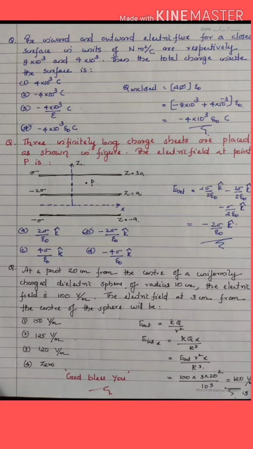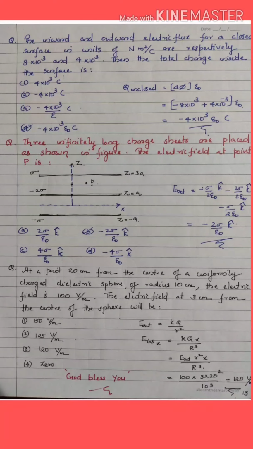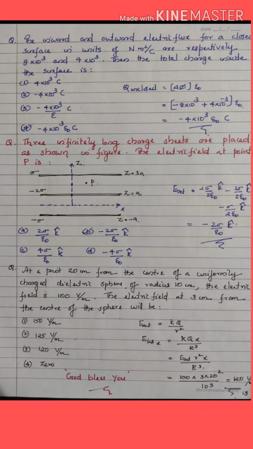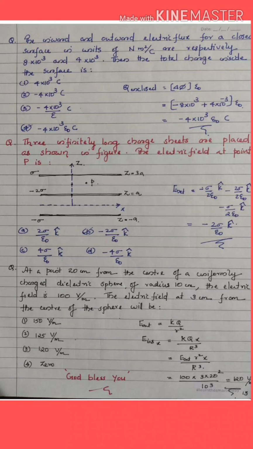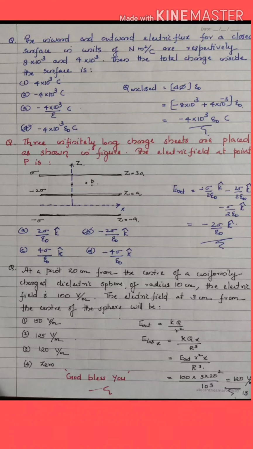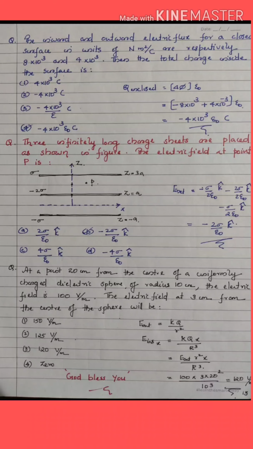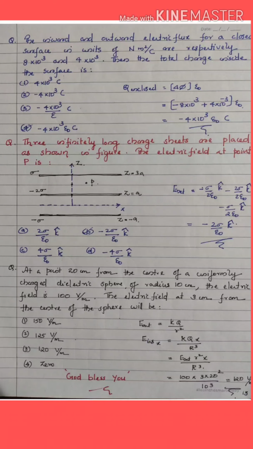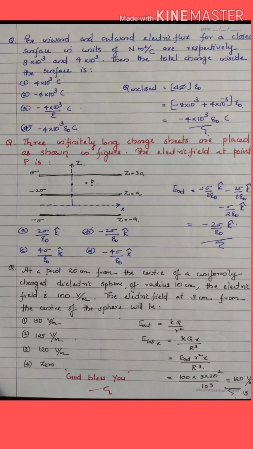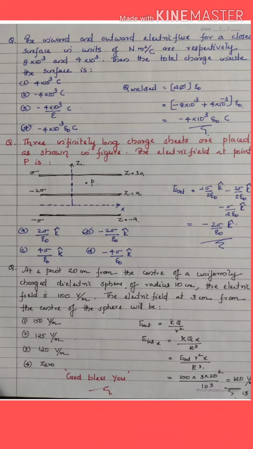At a point 20 centimeter from the center of a uniformly charged dielectric sphere of radius 10 centimeter, the electric field is 100 volt per meter. The electric field at 3 centimeter from the center of the sphere will be, at any outside point it is k into q by r square. But at any point inside, it is kq into r by R cube. And you can just substitute for kq as E out into r square. Then by substituting the values, you get the answer.